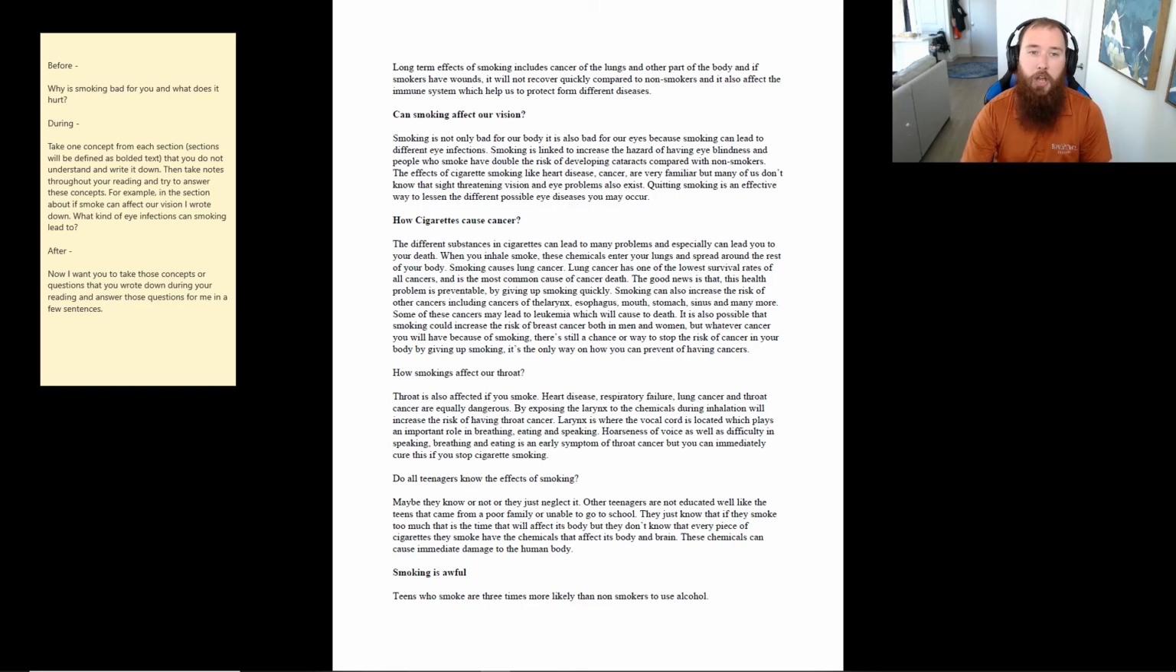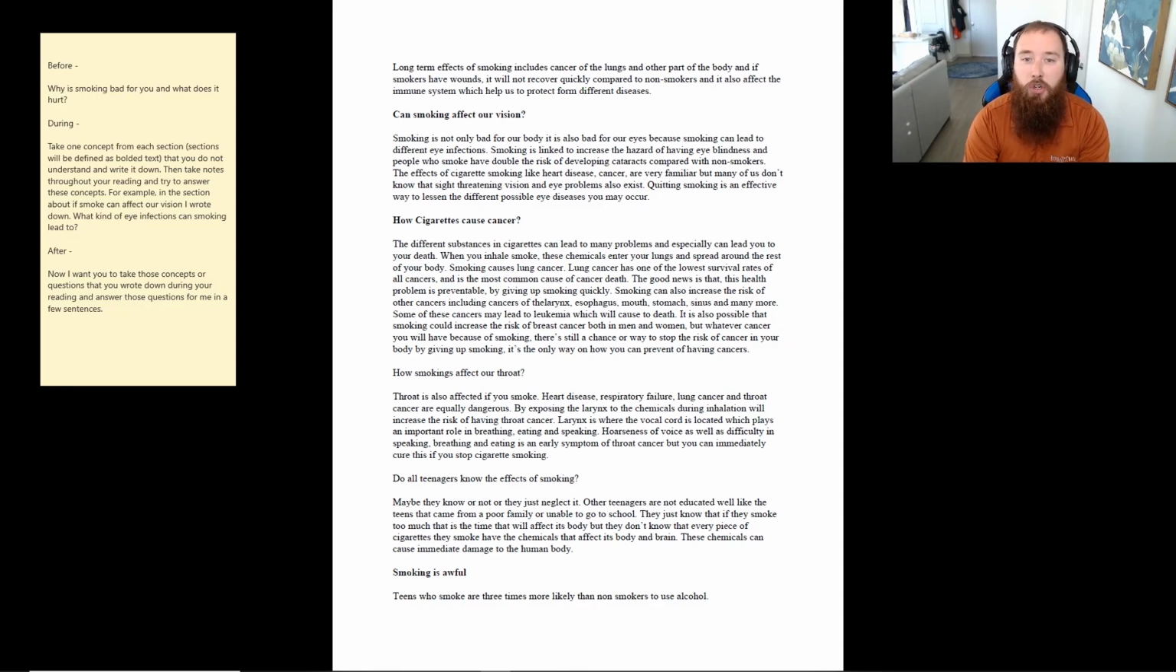Okay, so I'm going to go through and talk to you about how I'm going to read through this section. For me, we're going to start this with, can smoking affect our vision? Smoking is not only bad for our body, it is also bad for our eyes because smoking can lead to different eye infections. So boom, right there was the process that I had. Smoking can lead to different eye infections. So for me, I wanted to know, okay, what eye infections can smoking lead to?